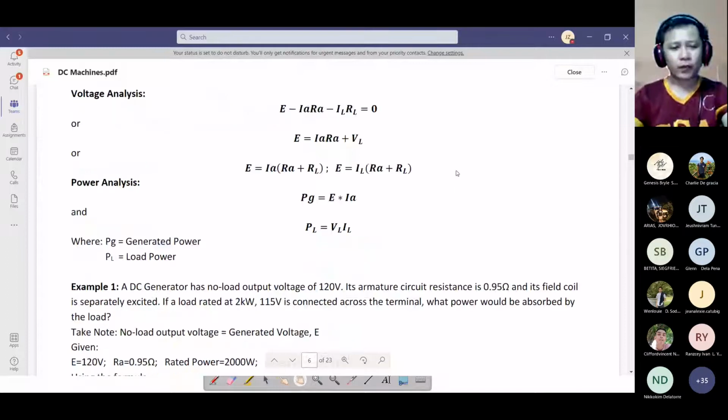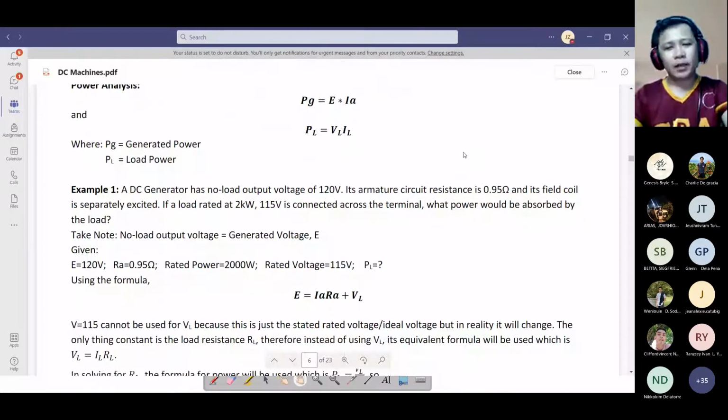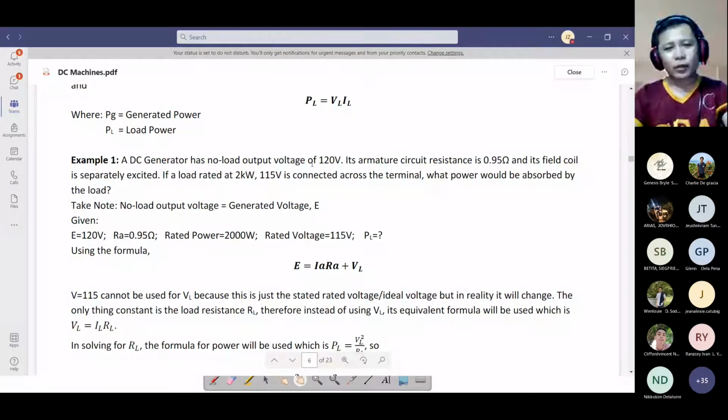Now, example number 1. A DC generator has a no-load output voltage of 120 volts. Its armature circuit resistance is 0.95 ohms, and its field coil is separately excited. If a load rated at 2 kilowatts, 115 volts, is connected across the terminal, what power would be absorbed by the load?